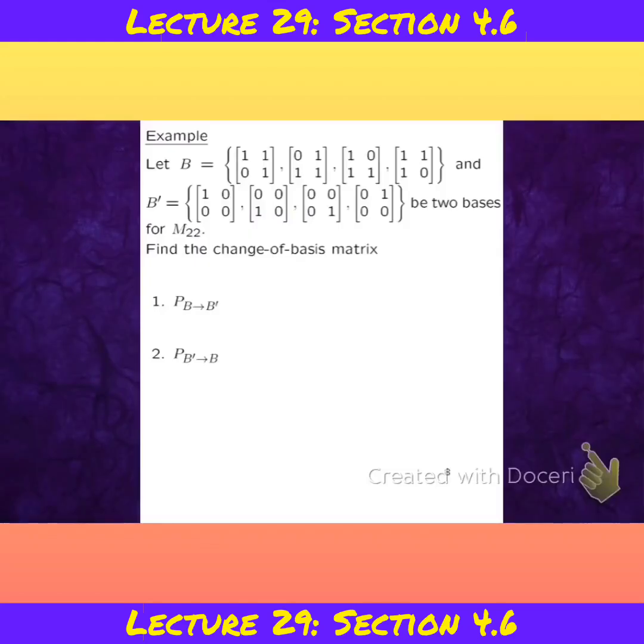Okay, so let's look at this example. We go to this space M22 and we select two bases, B and B prime. And remember, M22 is the vector space of all 2 by 2 matrices, with matrix addition and scalar multiplication as my two operations. So here they ask, find the change of basis matrices. The first one we need to find is the change of basis matrix from B to B prime.